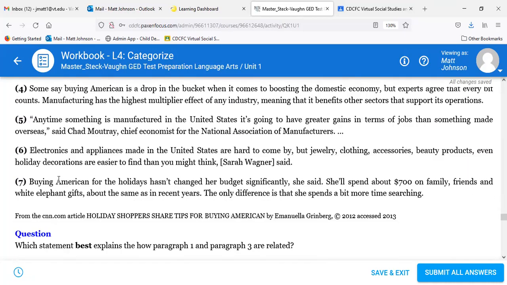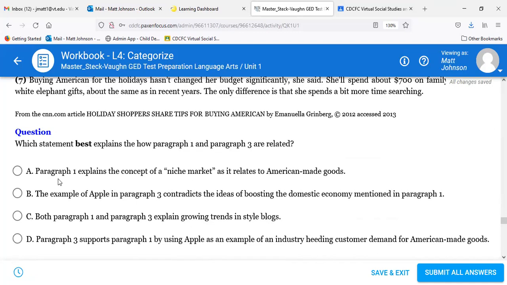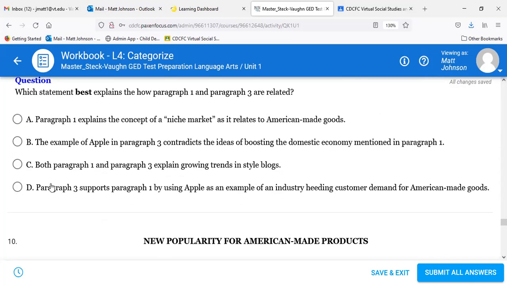Okay. Number nine. Which statement best explains how paragraph one and paragraph three are related? I don't think we need a 'the' there. So A, paragraph one explains the concept of a niche market as it relates to American goods. B, the example of Apple in paragraph three contradicts the ideas of boosting the domestic economy mentioned in paragraph one. C, both paragraph one and paragraph three explain growing trends in style. And D, paragraph three supports paragraph one by using Apple as an example of an industry heeding customer demand for American goods. D? It is D. D as in dog.